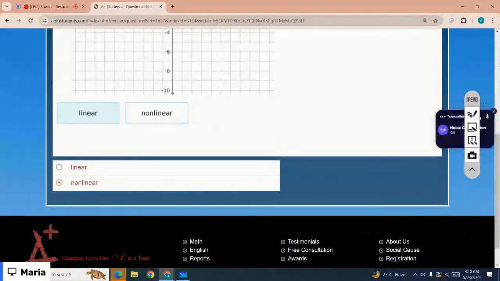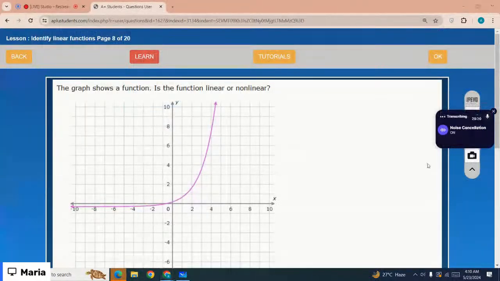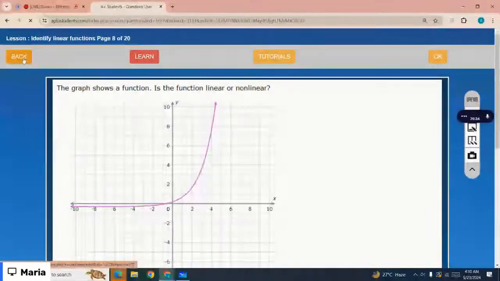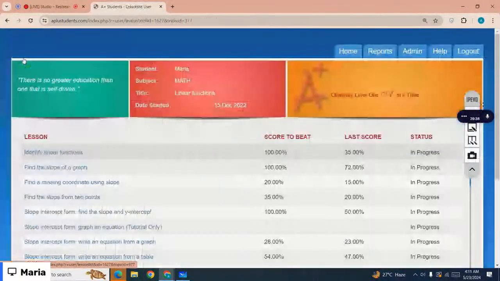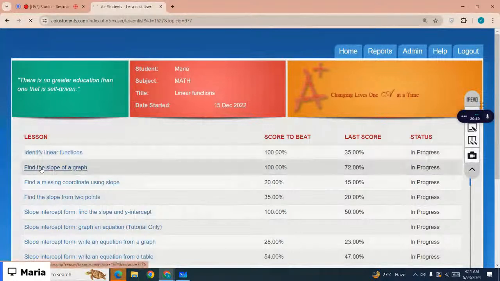Let me move on to the next lesson, right? And the next lesson is find the slope of a graph. Let's start with the next lesson.